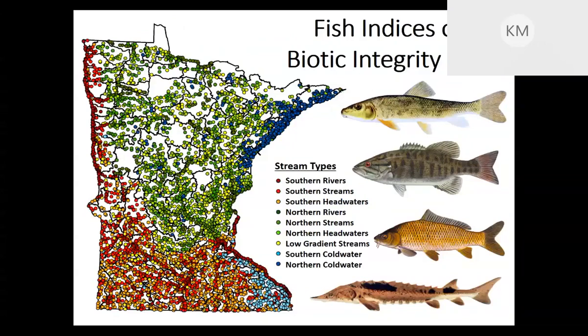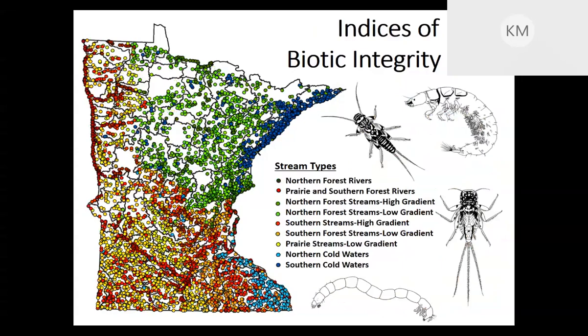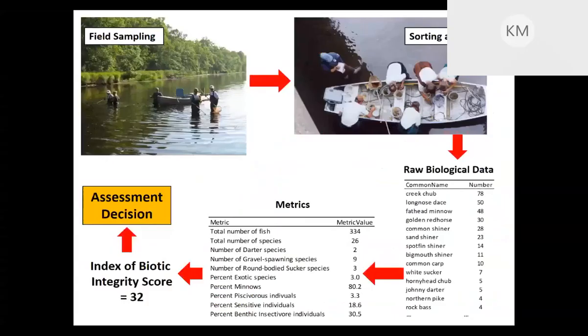We want to compare a northern cold water stream community to a southern river. They have naturally different communities. So these IBIs address those natural differences, those natural gradients we see across the state. And we have a similar framework, although not fully aligned, also for the macroinvertebrates, but also 9 classes, or 9 types of stream.